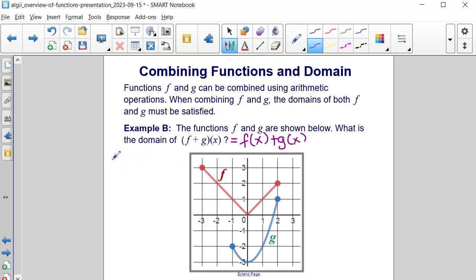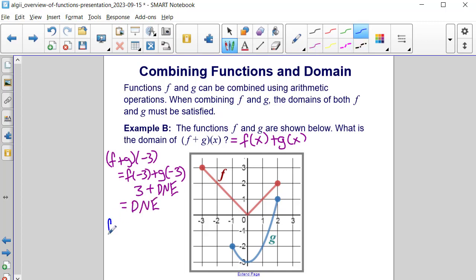So let's try f plus g of negative 3. Well, that's going to be equal to f of negative 3 plus g of negative 3. Well, f of negative 3 is 3 plus the g of negative 3. Wait, there is no g output for negative 3, so this does not exist. Therefore, if we're adding f plus g and it's not defined at negative 3, the addition of these two will also not exist.